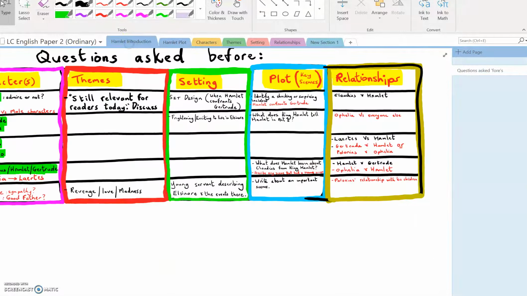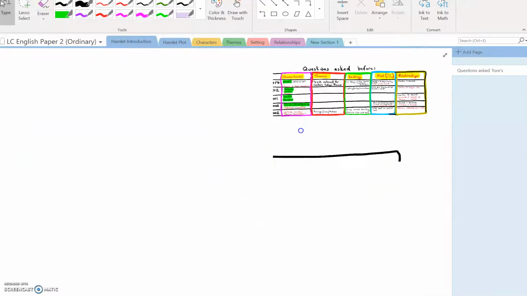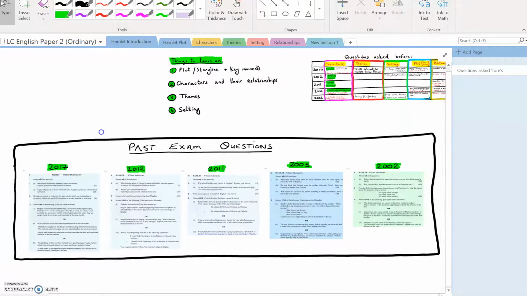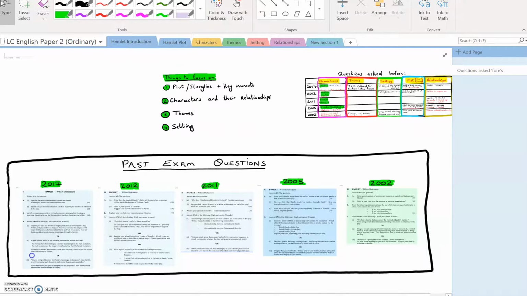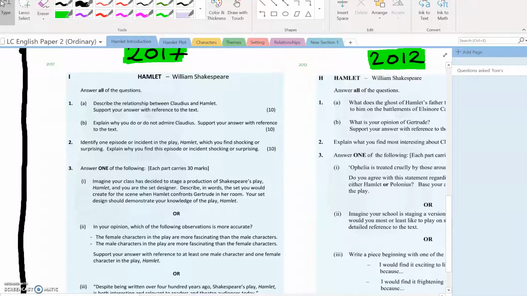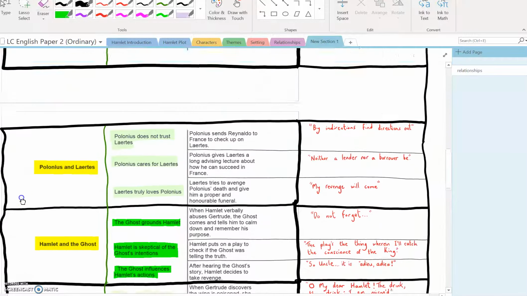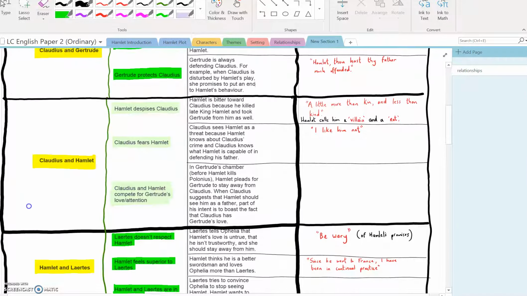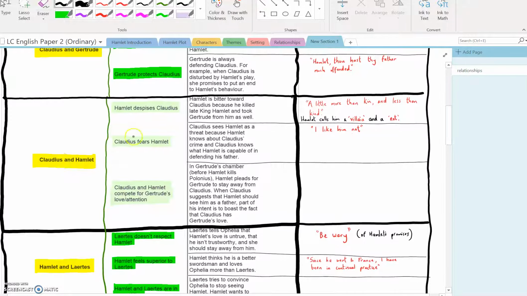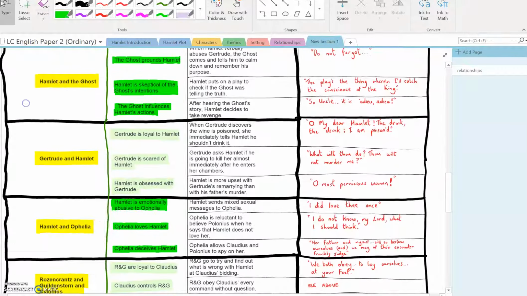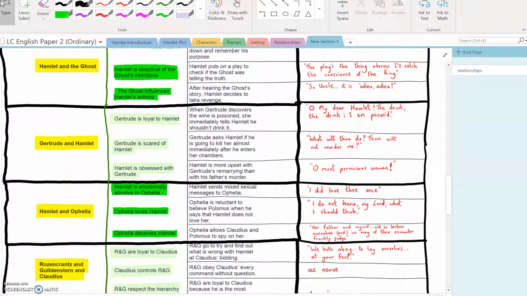Use it to answer the questions that are in that introduction page, because all of the questions that have been asked before are laid out in front of you. If you zoom in and look at the relationship questions, there's a first one: describe the relationship between Claudius and Hamlet, and support your answer with reference to the text, with quotes. If you attempted to answer that question, you would go back to that page again. You would find the Hamlet and Claudius section, there it is, Claudius and Hamlet, and you would use this to help you answer the question. The same goes for any of the other questions that have come up. I hope it's of some use.